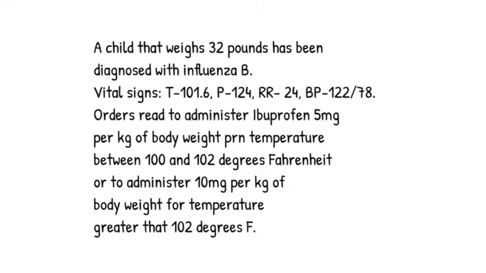A child that weighs 32 pounds has been diagnosed with influenza B. The child's vital signs are as follows: temperature 101.6, pulse 124, respirations 24, blood pressure 122/78. Your orders read to administer ibuprofen 5 milligrams per kilogram of body weight as needed for a temperature of from 100 to 102 degrees Fahrenheit. You are to administer 10 milligrams per kilogram of body weight if the temperature is greater than 102 degrees Fahrenheit.